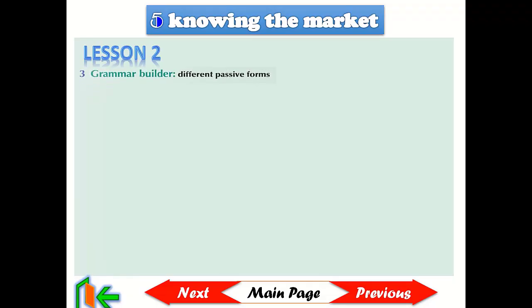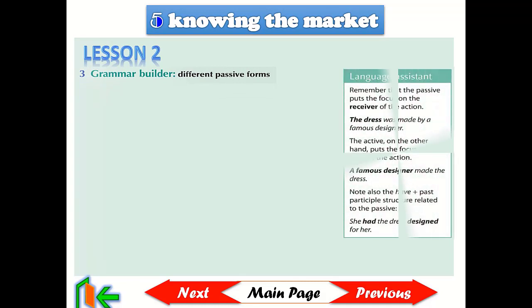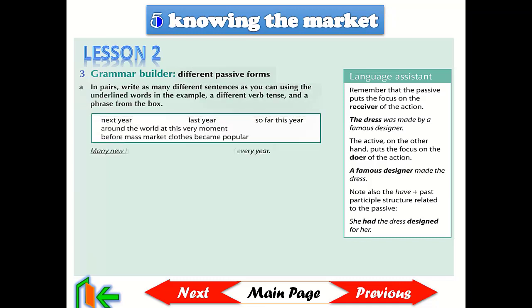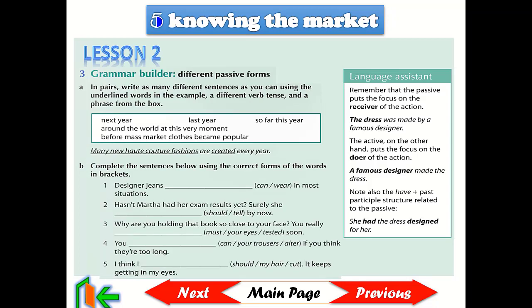Now let's go to your student books. Kindly open them in Unit 5, Lesson 2. On the right, you will have this activity. And now we need to answer this activity. Designer jeans, number 1. Designer jeans in most situations.